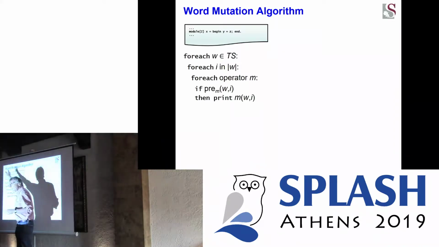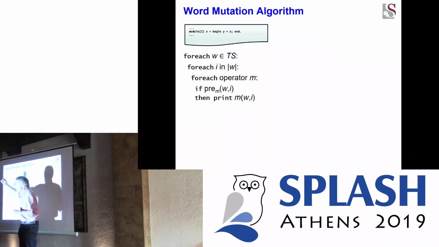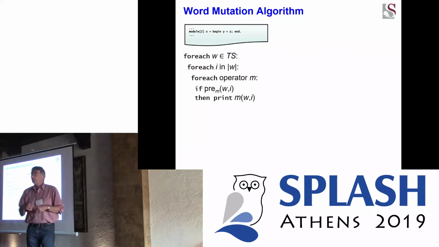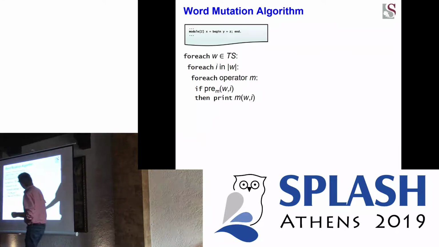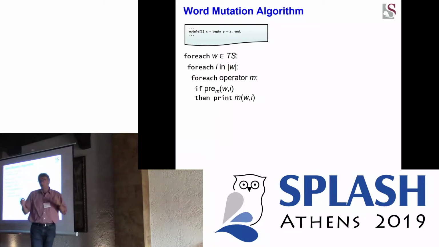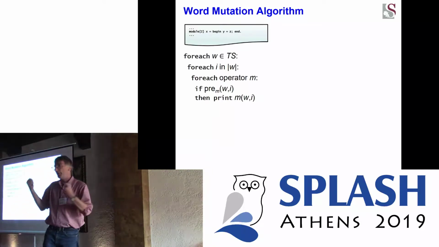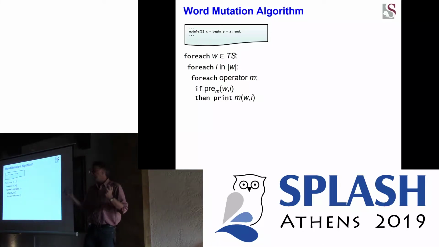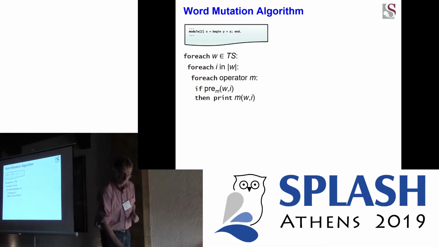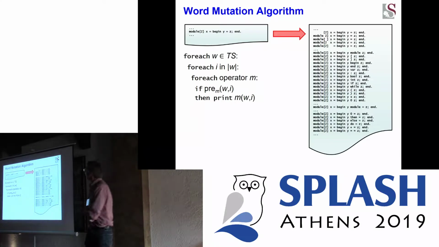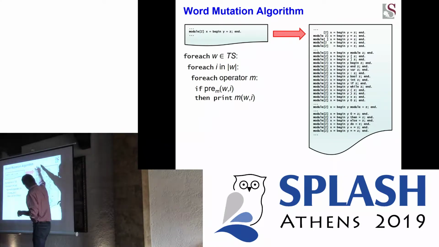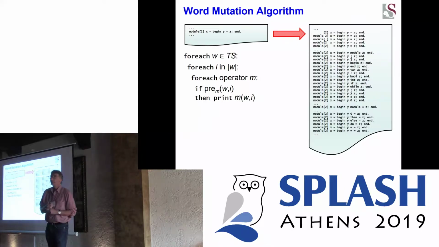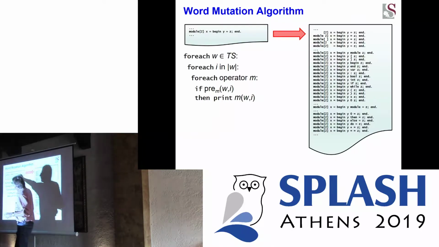We run over each position in our word and over each operator from our operator family. If its precondition is satisfied, so if the Poisson pair relations that I've shown there are satisfied, then we just apply that mutation and print out that thing. And that gives us a negative test suite. Right? So here is a subset of the negative test cases that are derived from this one positive test case.